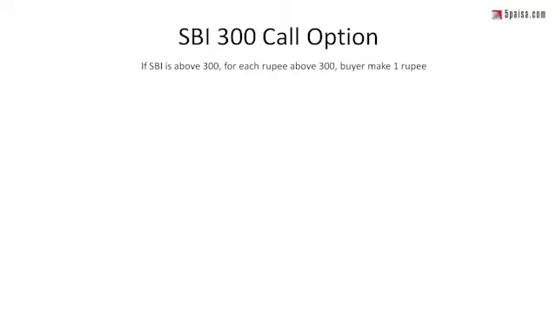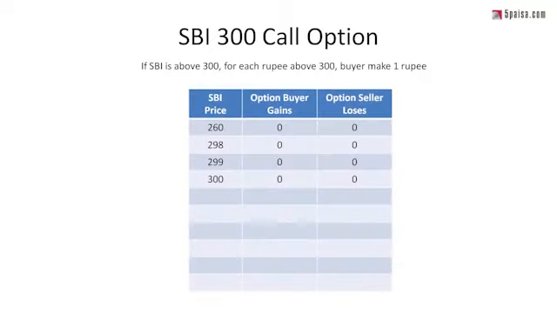This 300 number is called the strike price. It's not important. It's just a word. You can call it Mongolia or something, but it's called strike price in financial terminology, right? So what happens in this option?